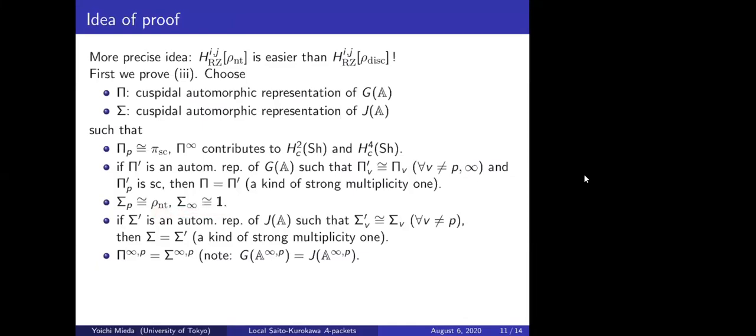And sigma prime satisfies a similar condition as pi. And pi and sigma are isomorphic outside of infinity and p. So in this case, it is known that G and J are isomorphic outside of infinity and p. So we can identify these two groups.